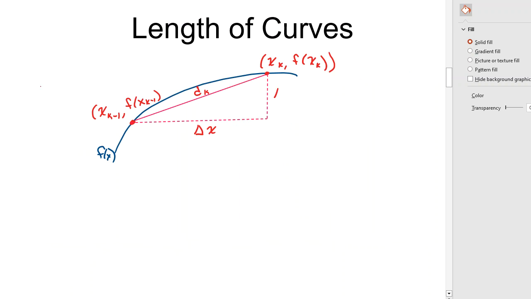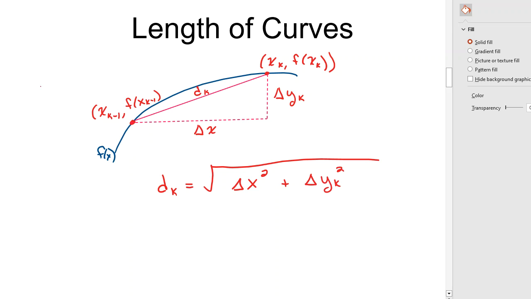But the height here, the change in y, is going to depend on the interval, so I'm going to call that delta y sub k. All right, so using our distance formula, we know that the distance there in the kth interval is going to be the square root of delta x squared plus delta y sub k squared.